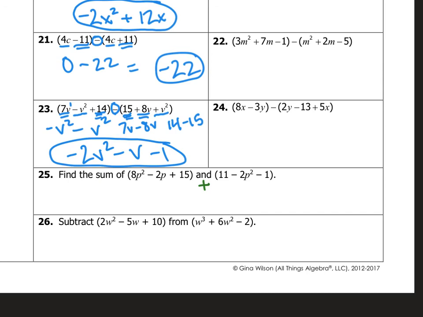Now when it says subtract 2w squared minus 5w plus 10 from w cubed plus 6w squared minus 2, there's a specific order. It's saying take one thing from another. So when we take from something, we have to take from the start. What this means is I'm going to start with w cubed plus 6w squared minus 2, and then I'm going to subtract the 2w squared minus 5w plus 10. That's how you should set up 26.